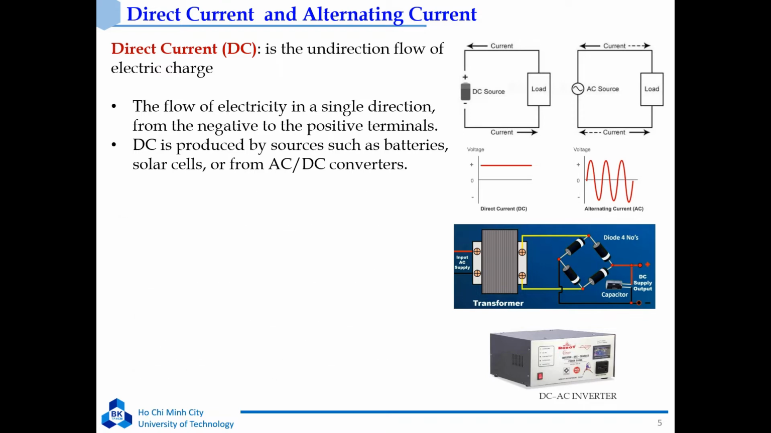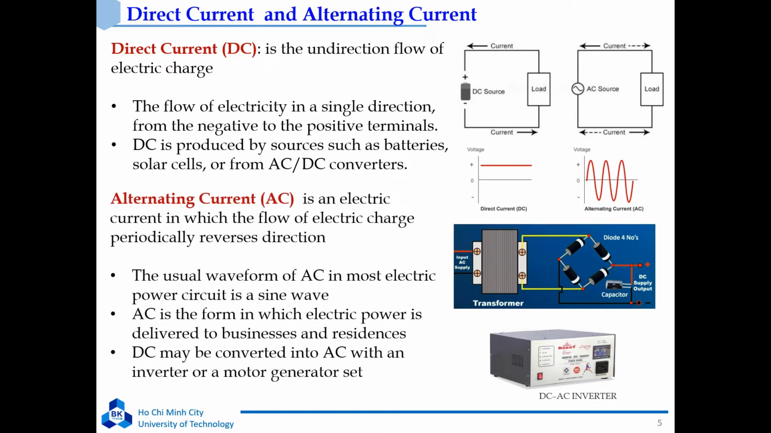And the other one is alternating current, AC. AC is an electric current in which the flow of electric charge periodically reverses direction. The usual waveform of AC in small electric power circuits is cyclic, and AC is the form in which electric power is delivered from the business to the residence. And DC may be converted to AC with an inverter or motor generator.